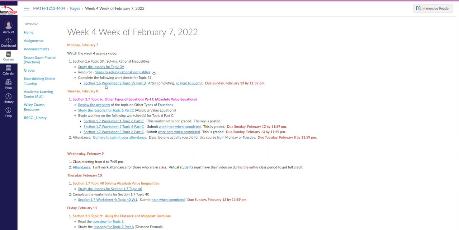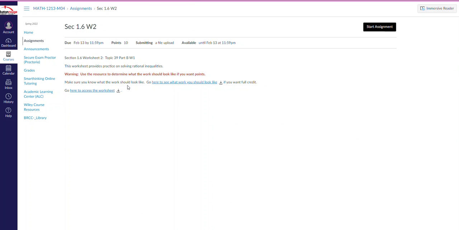All right, so that was Monday, and this is the worksheet that you're going to have to turn in. Let me click on this worksheet to remind you about some things that you may see on worksheets. Notice this warning. It says use the resource to determine what the work should look like if you want points. So make sure you're looking at those resources. A good portion of you are doing that. There are always about 2 or 3 that turn in worksheets that look nothing like I asked in terms of the resource. So if you want full credit, you need to use those resources to see what the work looks like. Okay, so let's go back.